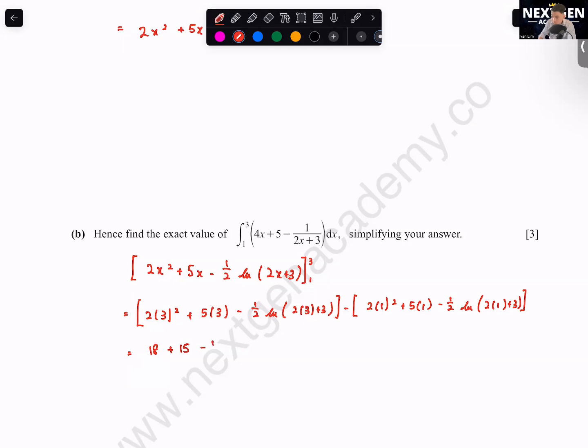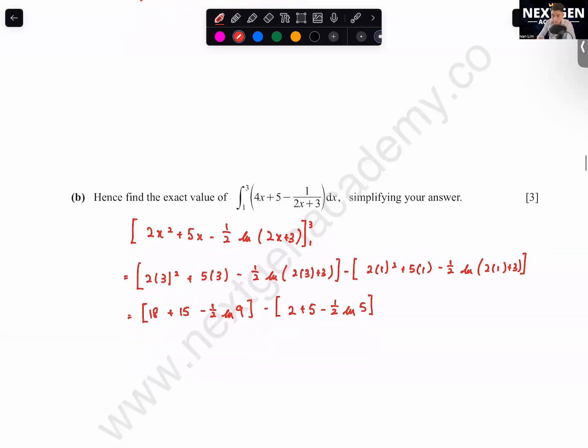18 plus 15 minus 1 over 2 ln 9. Then minus 2 plus 5 minus 1 over 2 ln 5. Okay, at least, if you get one part wrong, maybe in the final one wrong, at least here you still got some marks in your working. Okay, this is to play safe. Now, add it all up, you'll get 26.